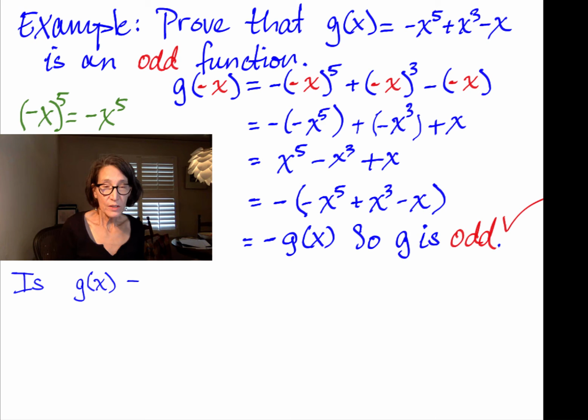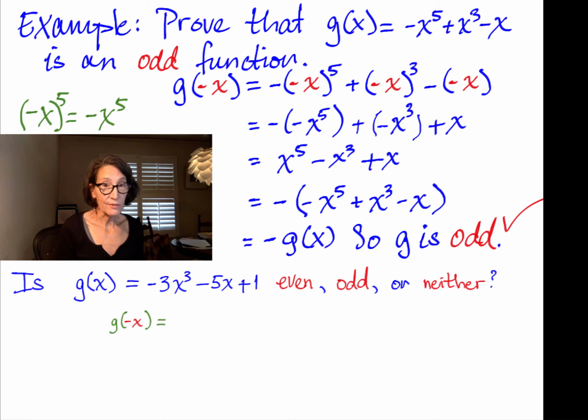So in this example, the question is: is g of x equal to -3x to the third minus 5x plus 1 even, odd, or neither? So it's possible that a function could be neither even nor odd. So let's check it out. So I'm plugging in negative x, so g of negative x has to be -3 times negative x cubed minus 5 times negative x plus 1.